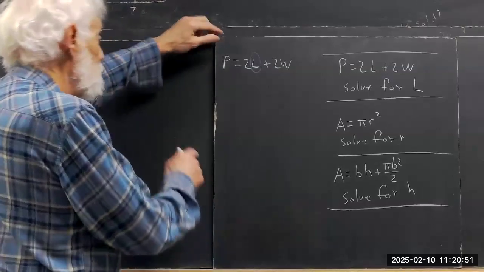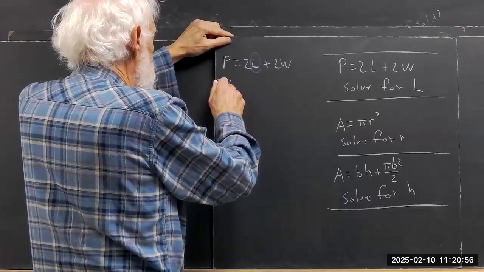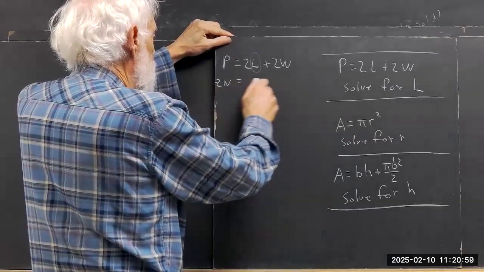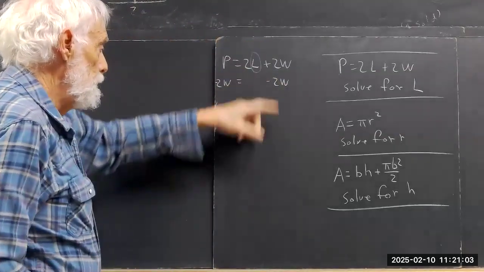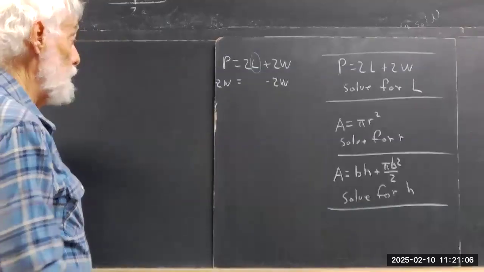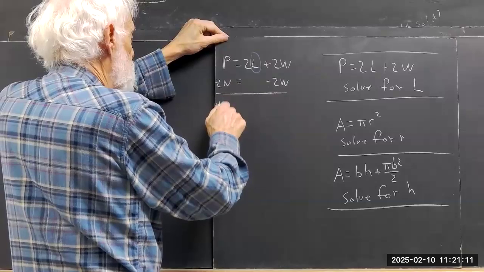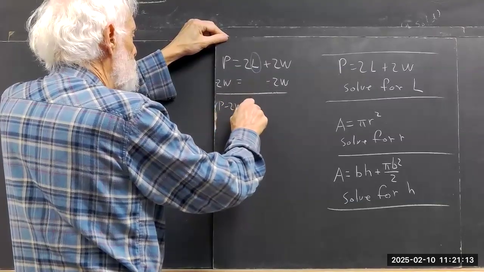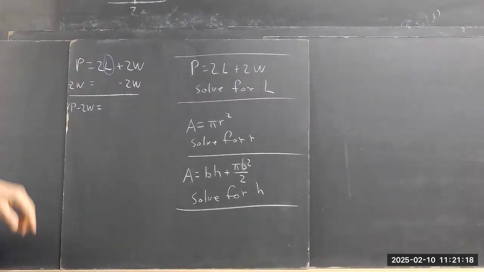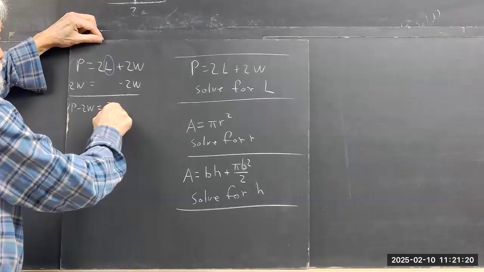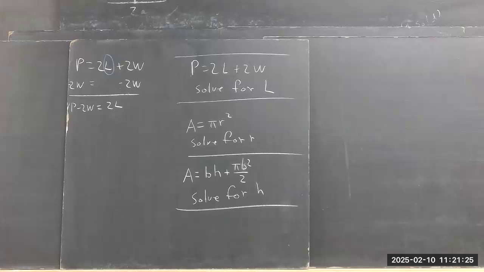And what we can do, and the way people like to write this down, is negative 2W here and negative 2W here. We line it up with the W so we don't try to subtract the W from L or something like that. And you add these two equations and we get P minus 2W equals 2L, because 2W minus 2W is just 0, right?